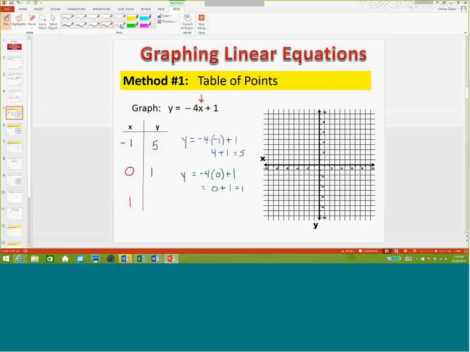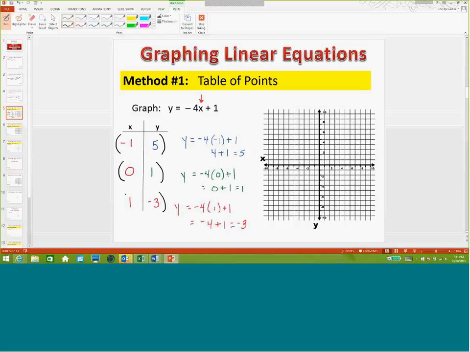Let's do more. What happens when x is 1? When x is 1, we're going to plug in that 1 in place of x in the original equation and simplify that. -4 times 1 is -4. I'm going to add 1 to that. So that gives me -3. So now I know that when x is 1, y is -3. So all of these points that you have found are points that lie on this line.